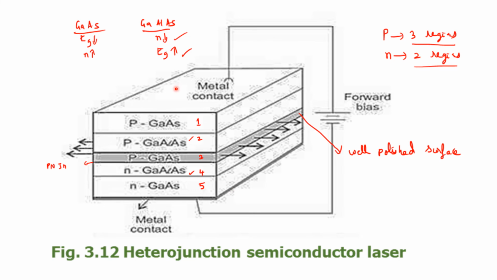This property of the two materials helps for two confinements: one is charge carrier confinement, the other is photon confinement. That is how this heterojunction is made to have more advantages than the homojunction semiconductor laser.